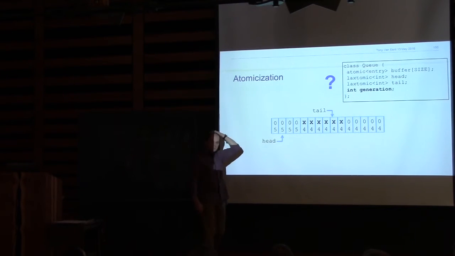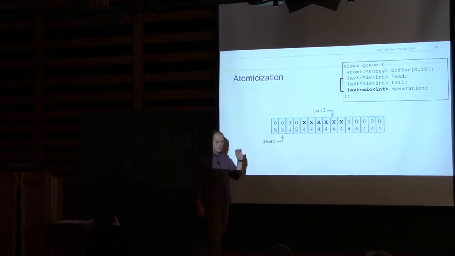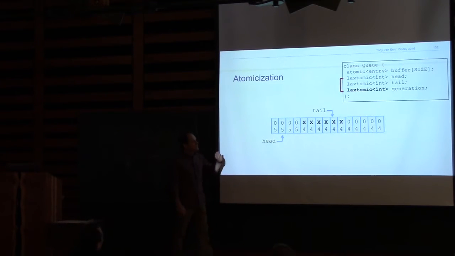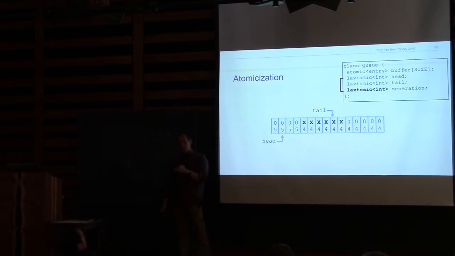What about generation, the generation count? Anyone hazard a guess as to what kind of atomic needs to be there? Of course it's going to be a relaxed atomic because that's more fun, right? The only reason it might not be relaxed atomic is because if this generation count is used by both head and tail, they might be communicating between the two sides. So that's what we have to watch out for. And so there's our class.